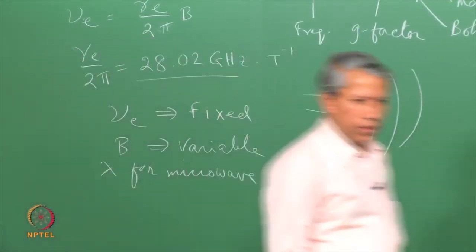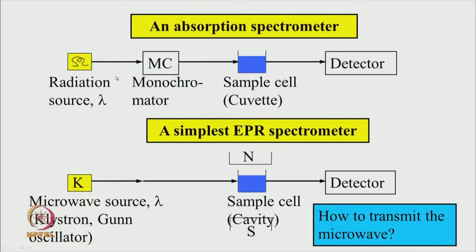So compared to the optical case, where I have got the radiation from a source going through the monochromator, and this radiation can be easily brought to this sample cell, maybe with a lens or a bend at the mirror, here the radiation coming out will very easily get spread out all over. So, whatever radiation reaches the sample will be so small that the experiment will be very, very difficult to perform. So, the real problem in microwave spectroscopy is how to transmit the microwave.